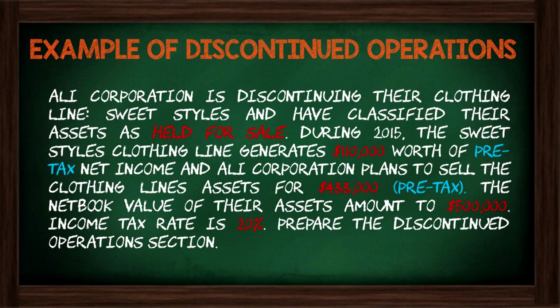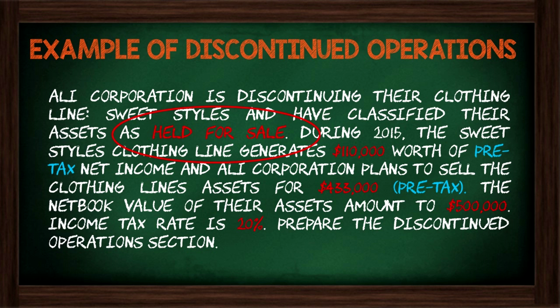Okay? So let's say the Alley Corporation is discontinuing their clothing line named Sweet Styles. Pretty nice name for a clothing line. Don't know why you would discontinue that. However, the Alley Corporation has decided to do that. And like I mentioned, always in the question, it's going to tell you if it's discontinued or not. All right, so we know right away this is discontinued operations. So they've classified their assets as held for sale.